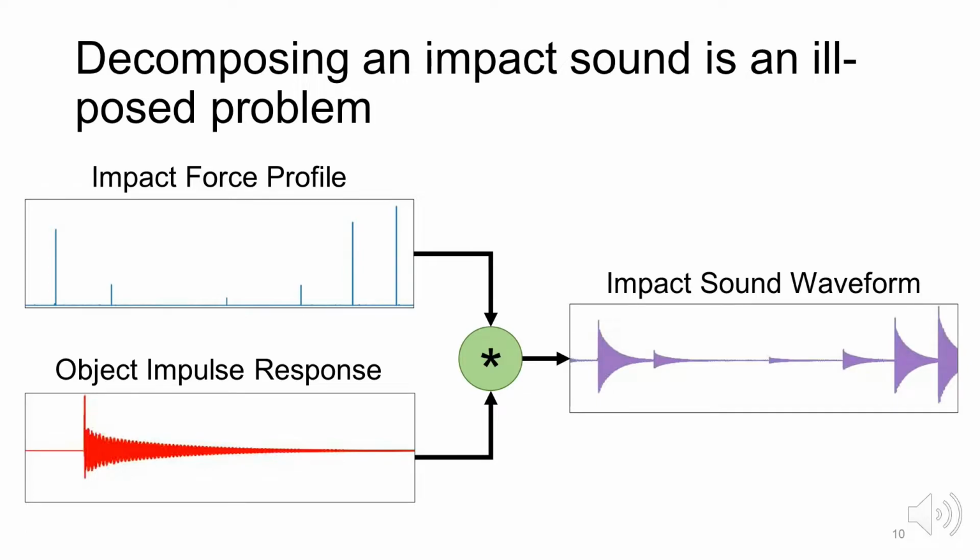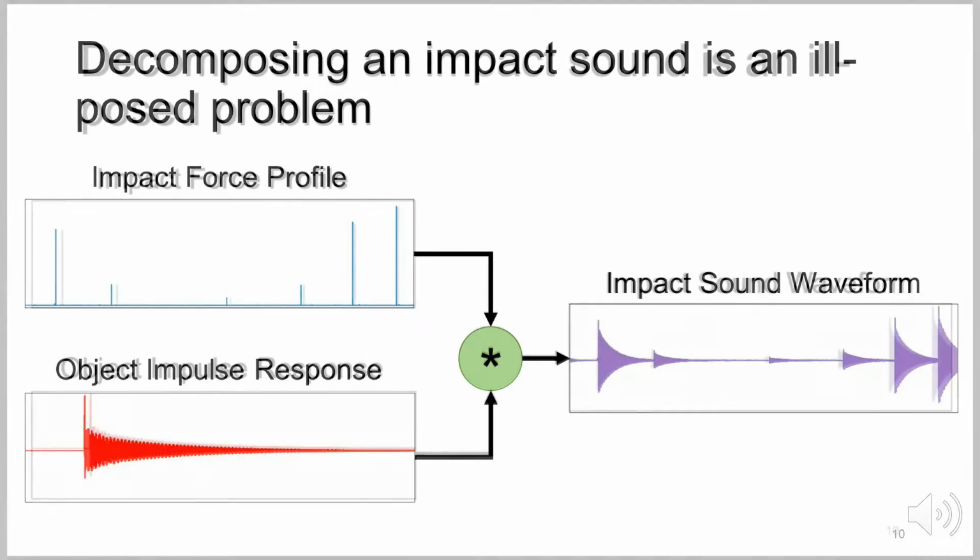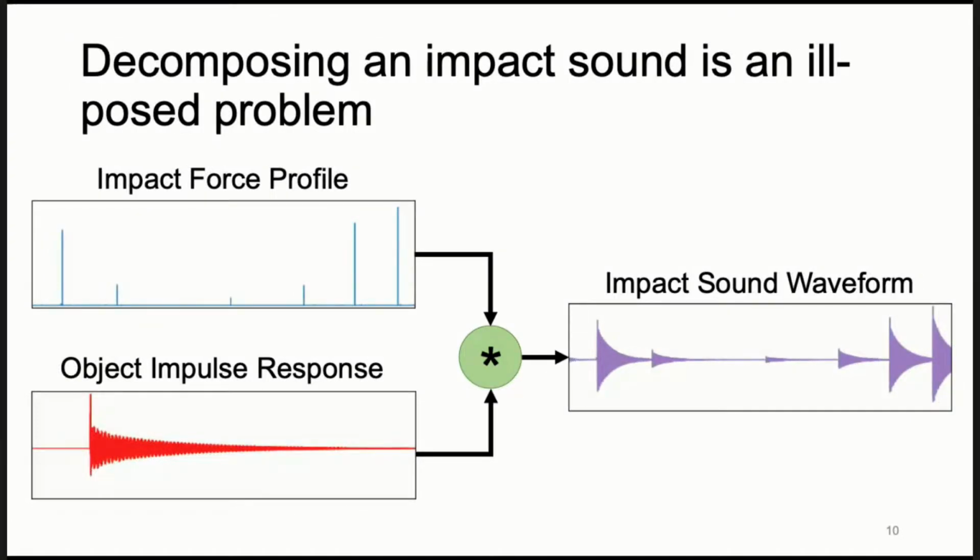If we can decompose an impact sound into each of these components, we can infer important properties of objects and how they were contacted. Then, as I showed earlier, we could even specifically swap out the impact or object parameters to simulate new sound in a new acoustic environment. But decomposing an impact sound into these constituent contributions is an ill-posed problem since we're essentially trying to perform a deconvolution.